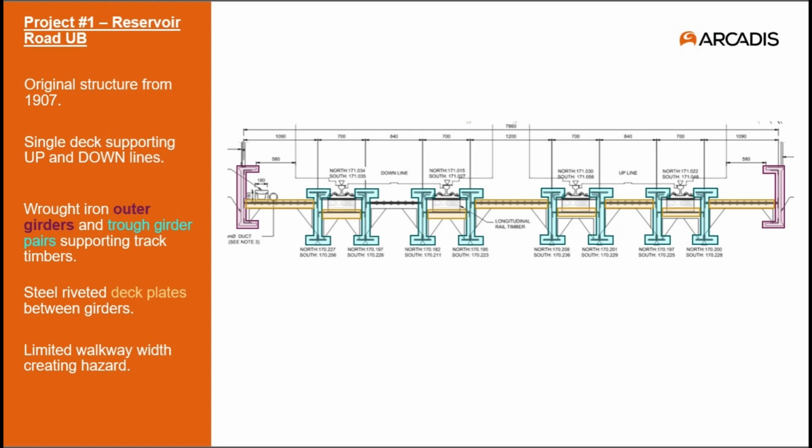You can also see from the section that the arrangement only provided a limited and non-segregated walkway in the cess, and that created a significant hazard for anyone like maintenance operatives that needed to cross the bridge to access the route.